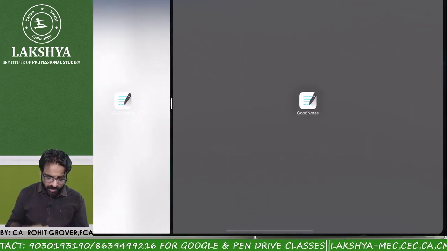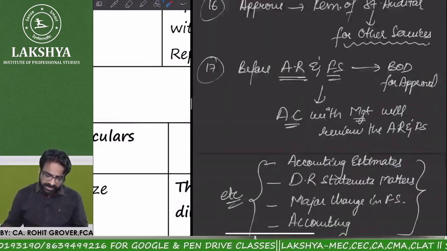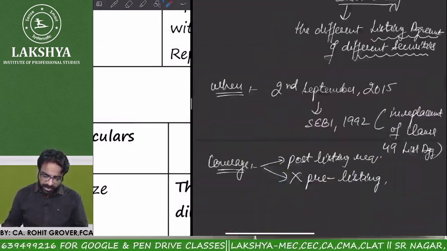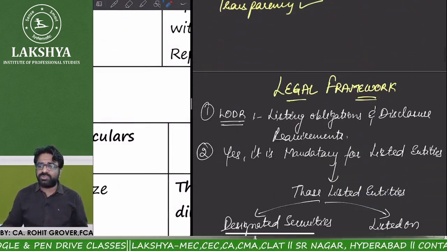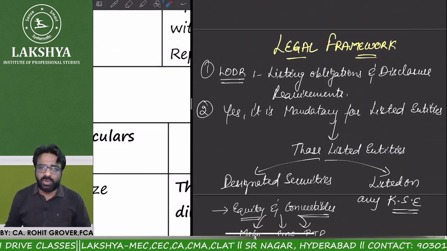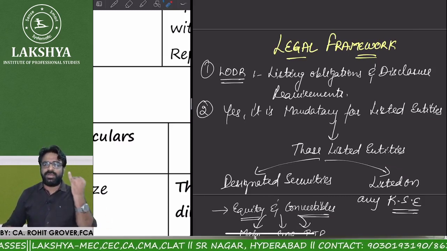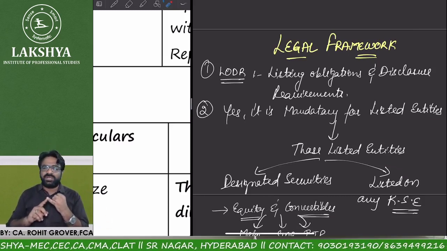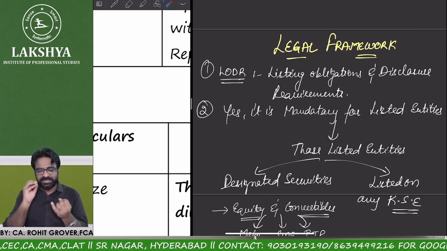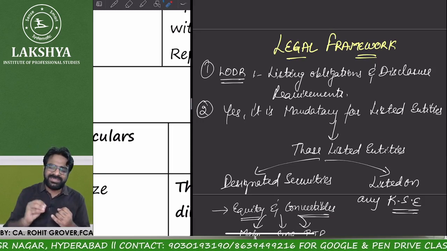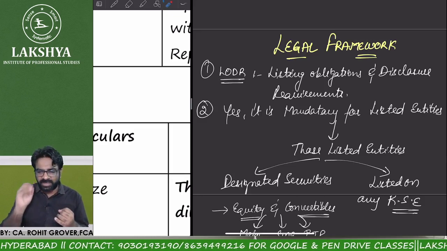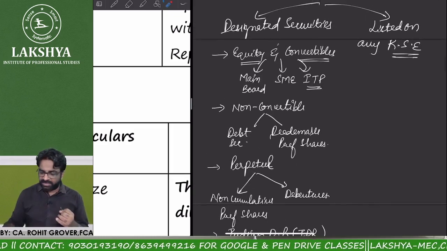So let us quickly revise what we have done in this lecture. As I already told you, the audit committee plays a very important role when it comes to the chapter called audit committee and corporate governance. So first of all, we understood LODR. LODR stands for Listing Obligation and Disclosure Requirement. Is it mandatory? Yes, it is mandatory for those listed companies who have their designated securities listed on any of the recognized stock exchanges. So what are the designated securities?